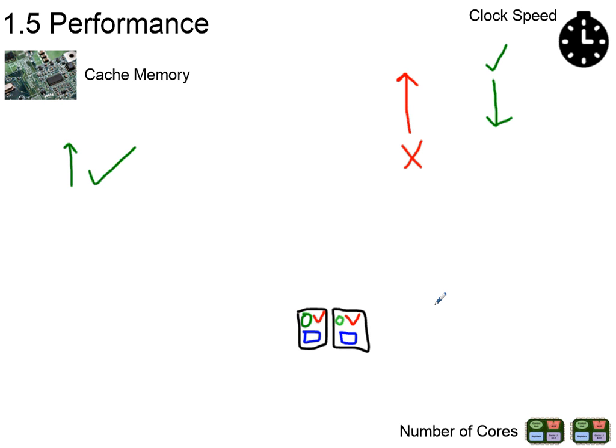However, that's not always the case, because you might be waiting on another core. If you've got a 4-core computer, core 3 might be waiting for core 1, and core 1 might be waiting for core 4. So it might not actually be 4 times as quick, because the different cores are waiting for each other. Okay, so that's performance. Cache memory, clock speed, and number of cores affect the performance of your computer system.